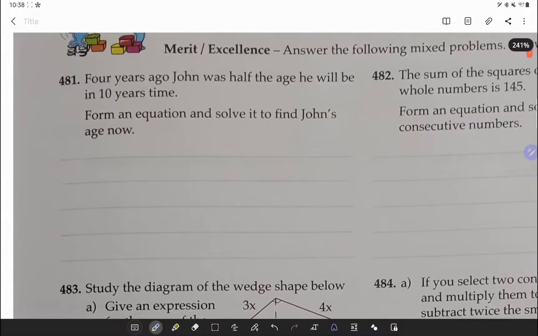4 years ago, John was half the age he will be in 10 years' time. Form an equation and solve it to find John's age now. Okay, cool. I'm going to call that x, John's age now. 4 years ago, John's age is what? x minus 4, isn't it? Was half the age he will be in 10 years' time.